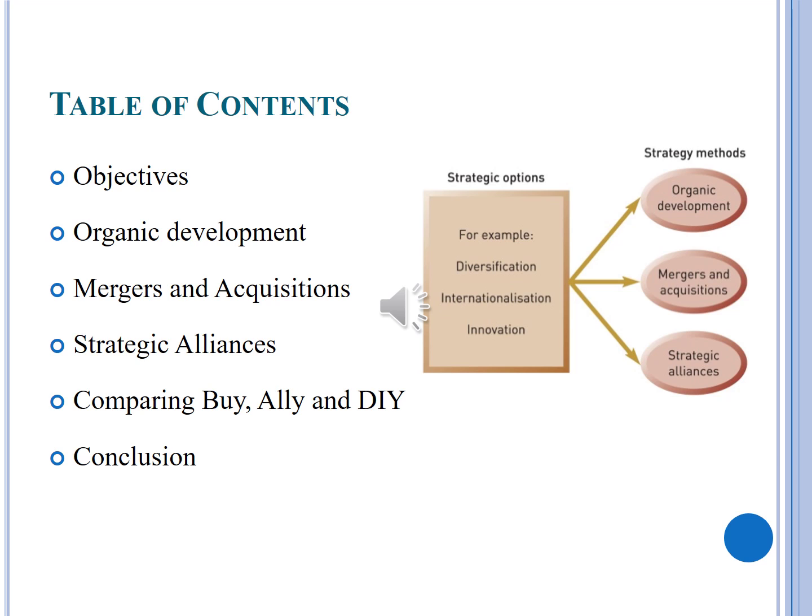Before we start, we would like to ask you to have a look at the picture on the slide. It is a very nice example that summarizes the chapter. As you can see, they give you three strategic options that an organization can focus on. For these strategic options, it is important that you choose a strategic method to work on the strategic option. So, an organization can choose between organic development, mergers and acquisitions, or strategic alliances. Let's move on with the objectives.